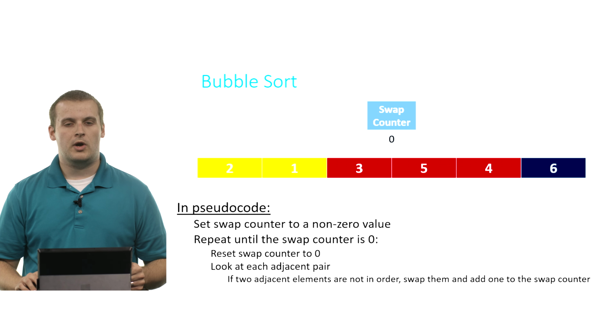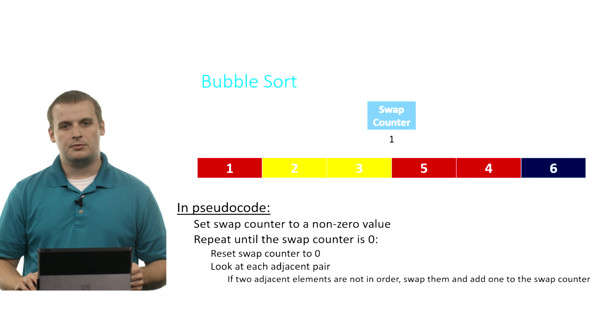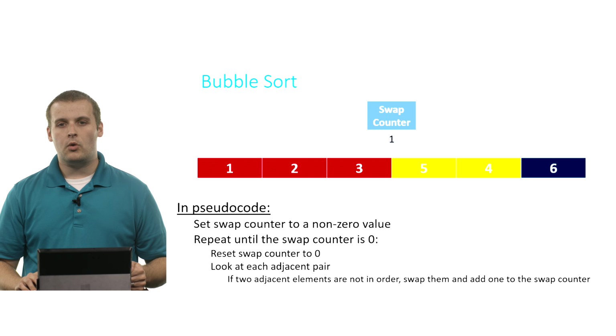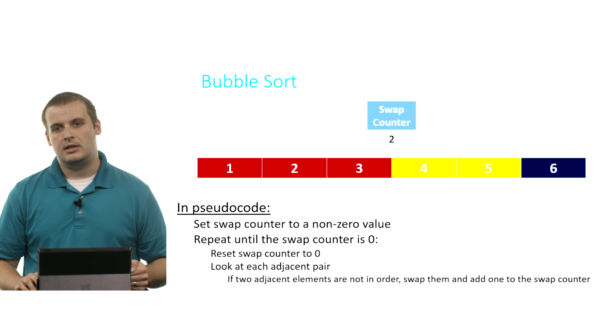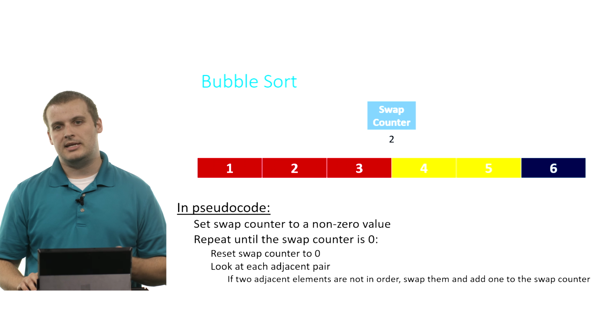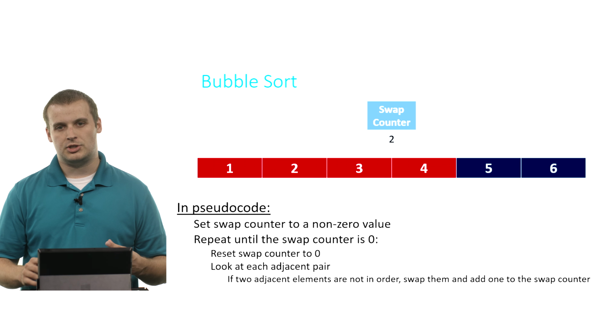So we start with 2 and 1. They're out of order, so we swap them, and we add 1 to the swap counter. 2 and 3, they're in order. We don't need to do anything. 3 and 5 are in order. We don't need to do anything there. 5 and 4, they are out of order, and so we need to swap them and add 1 to the swap counter. And now we've moved 5, the next largest element, to the end of the unsorted portion, so we can now call that part of the sorted portion.